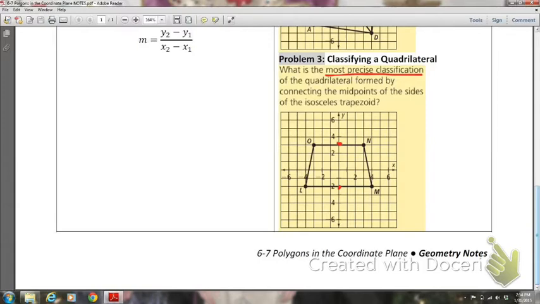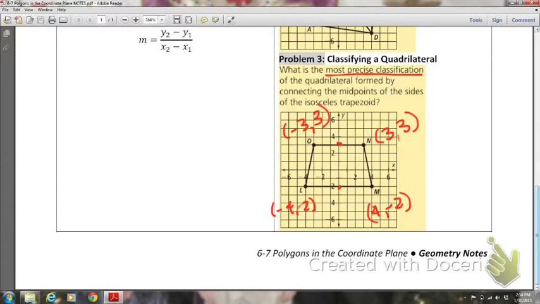So let's look at the coordinates of the vertices of this trapezoid. O is at -3, 3. N is at 3, 3. M is at 4, -2. And then L is at -4, -2. So let's determine the midpoint of side LO.